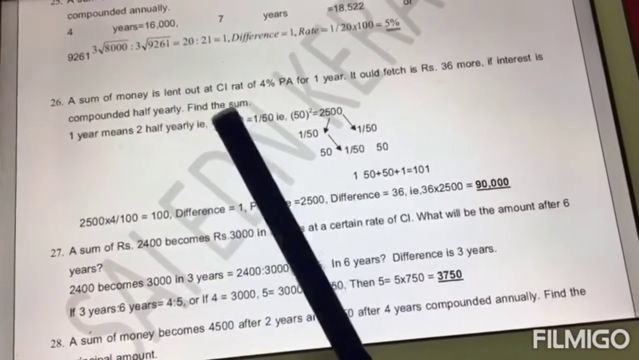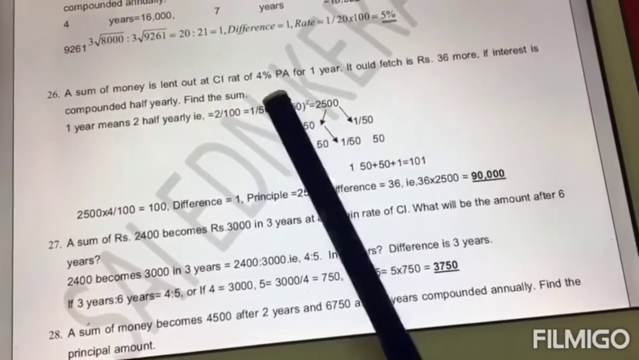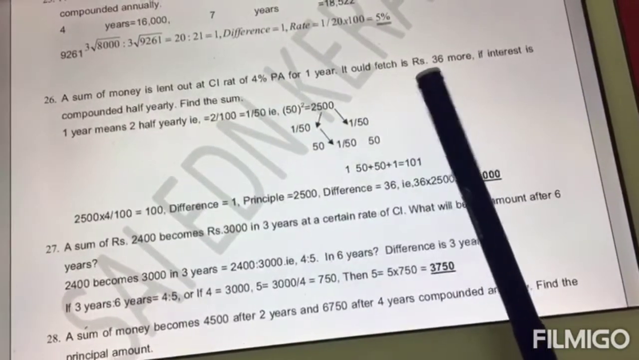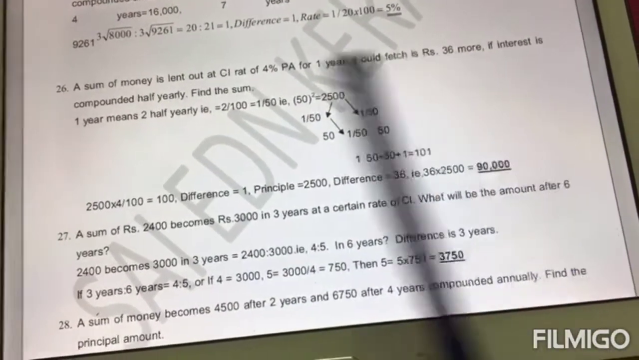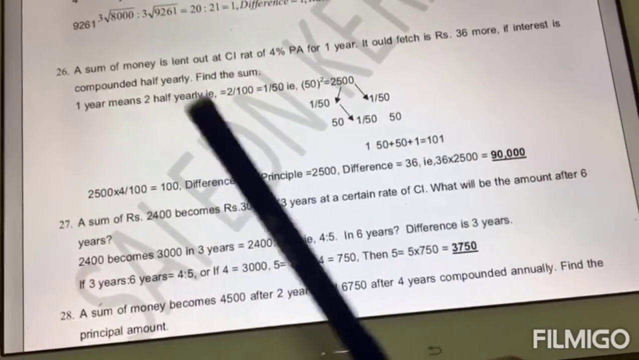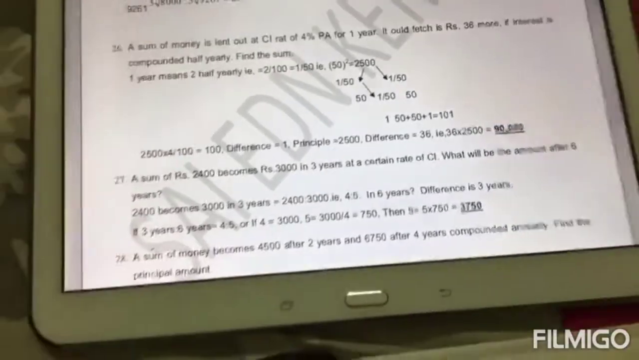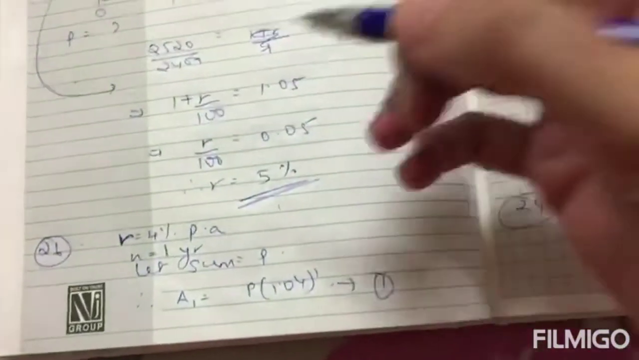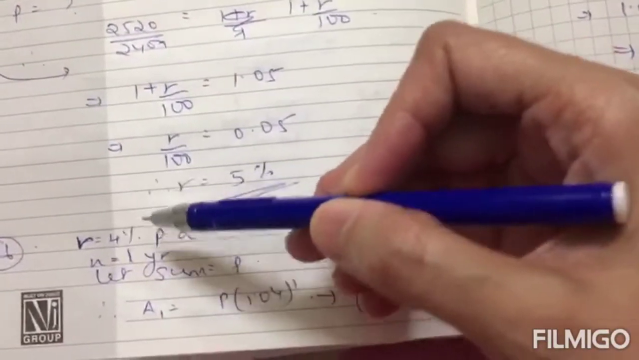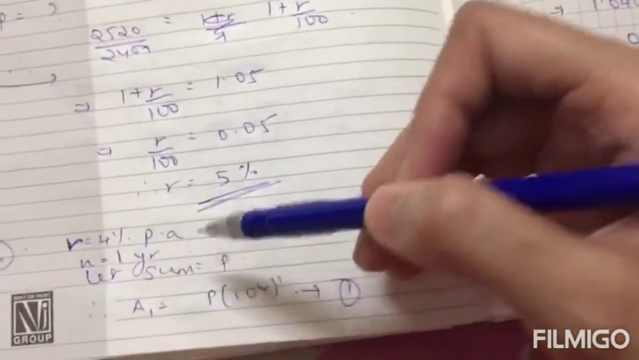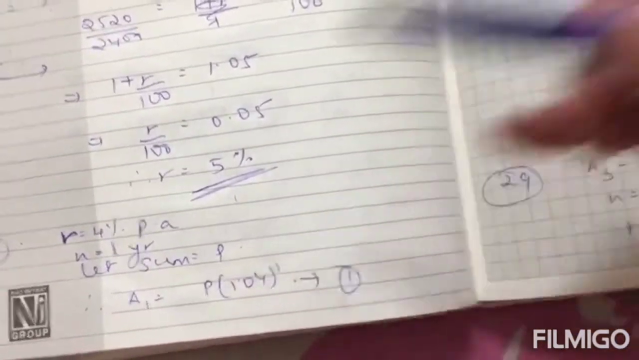A sum of money is lent out at compound interest rate of 4% per annum for 1 year. It would fetch rupees 36 more if interest was compounded half yearly. Now we talked about compounding. Find the sum. Alright, let us write it down. Rate R is equal to 4% per annum, N is equal to 1 year. Let the sum invested or the principal be equal to P.